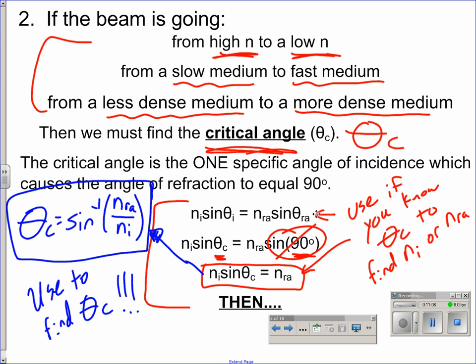So what's going to happen is you're going to be given a problem, and you're going to go, oh, this is a problem where my light is going from a high n to a low n. So I'm going to find my critical angle. Once you find your critical angle, then there are two possibilities.